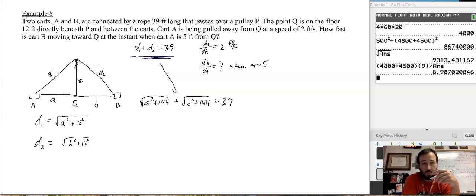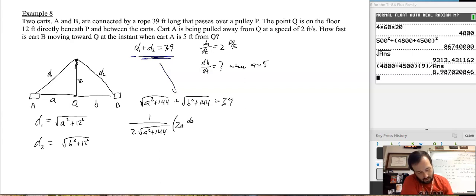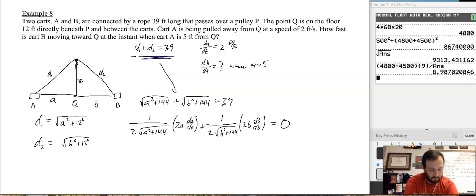So at this point, it's going to seem annoying, kind of is, but we're ready to take our derivative. So if I do the derivative of my first, I have, let's see, 1 over 2 root A squared plus 144 times the derivative of the inside, which is 2A dA dt. So it'll be the same thing here. 1 over 2 root B squared plus 144 times 2B dB dt equals 0. Let's see, I have A, don't have B, so how can I find B?